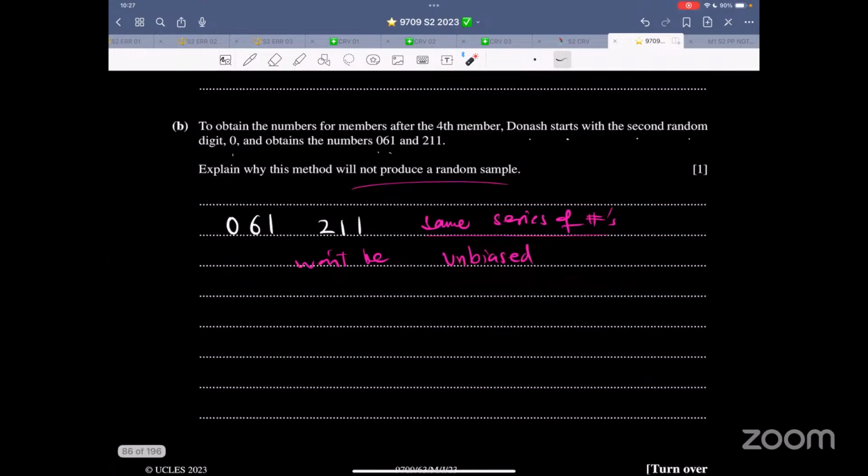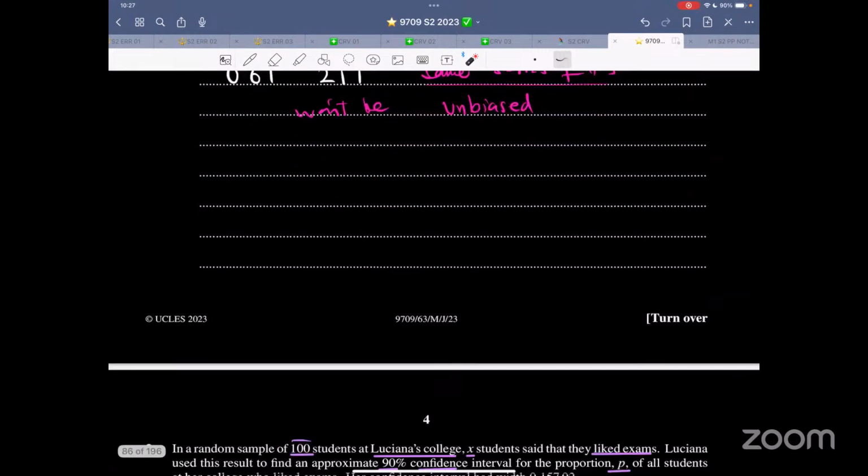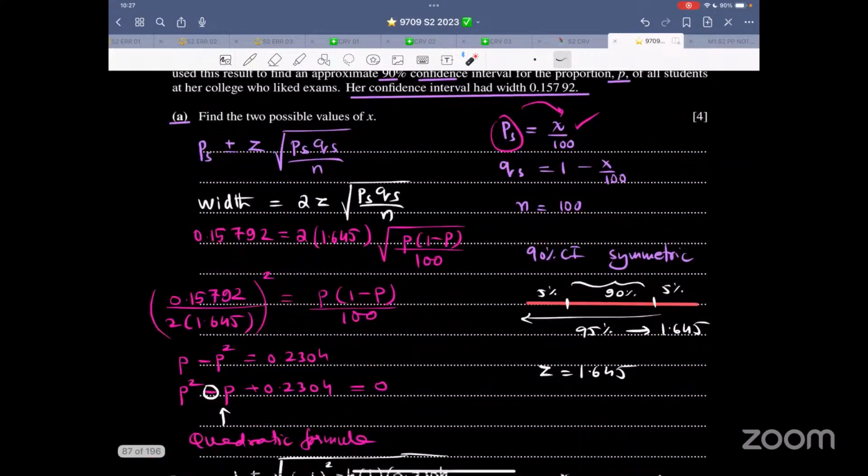Very basic thing. Now it says to obtain the numbers for members after the 4th member, Donash starts with the second random digit 0 and obtains numbers such and such. Explain why this method will not produce random numbers. So it's kind of the same series of numbers. So it won't be unbiased. It would be biased. So make sure that whatever technique we use, that should be unbiased.